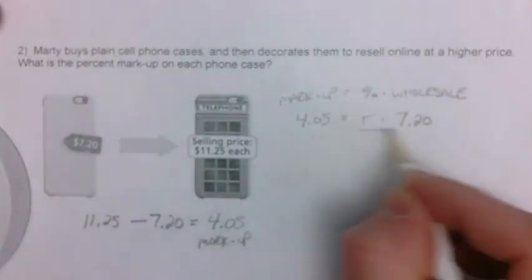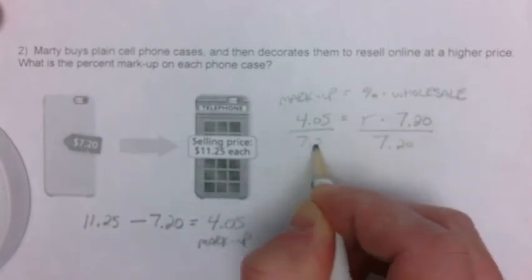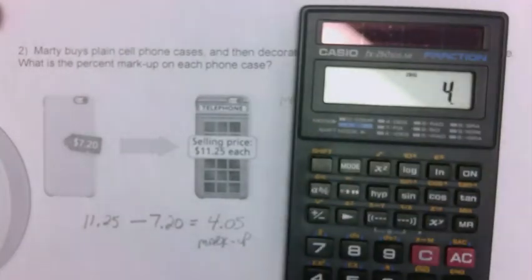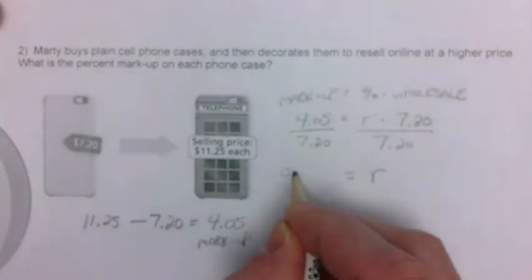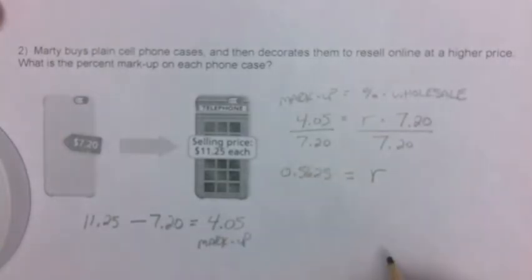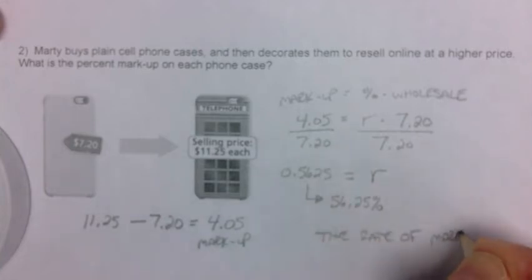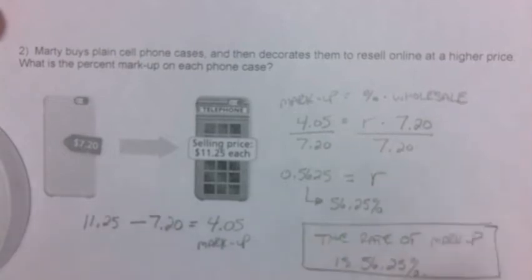To isolate R, we should divide each side by $7.20. And that's going to leave us with R on the right-hand side. $4.05 divided by $7.20. And we get the decimal 5,625 ten thousandths. If we change this to a percentage, move the decimal to the right twice, we get 56 and 25 hundredths percent. Okay, so the rate of markup is 56 and 25 hundredths percent. That is Marty's rate of markup.